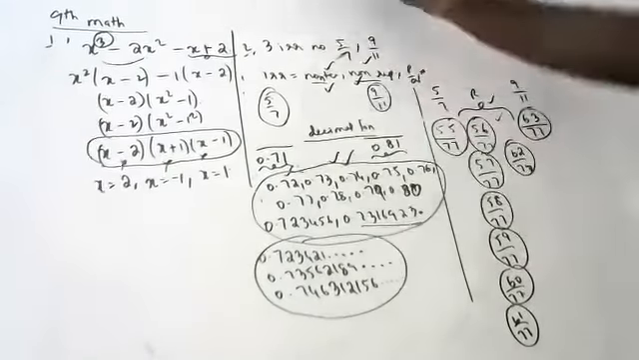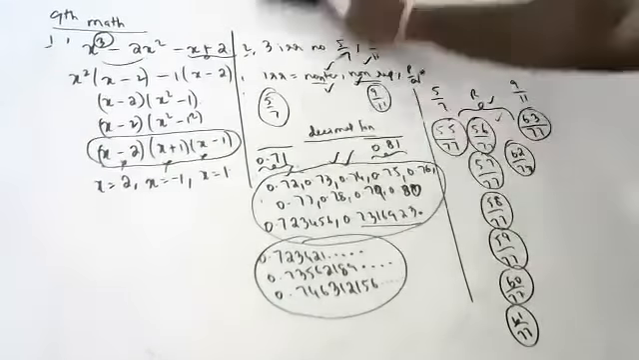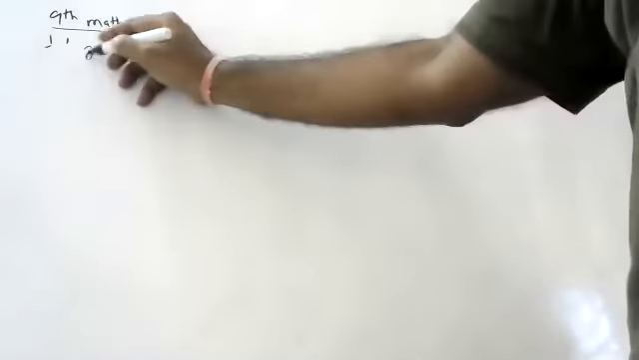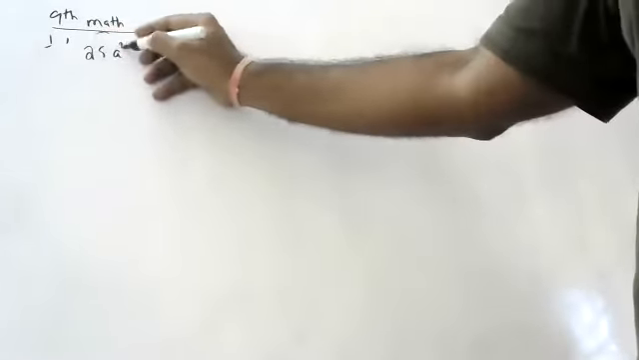One more question. Discuss. Children, he is asking, give the possible expressions for length and breadth of each of the following. 25a square minus 35a plus 12. We have to find out the length and breadth of this, children.